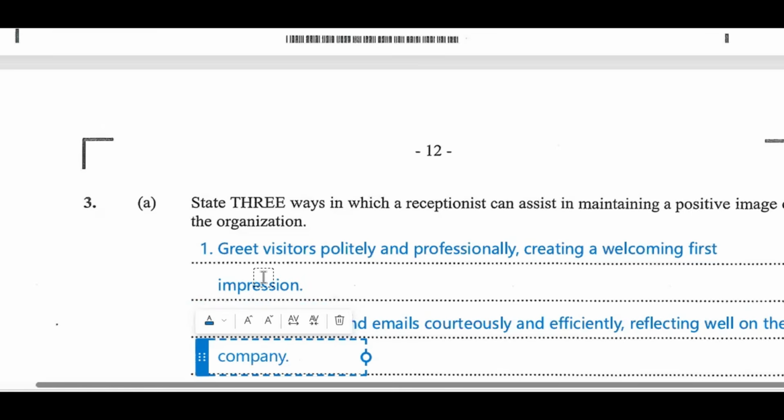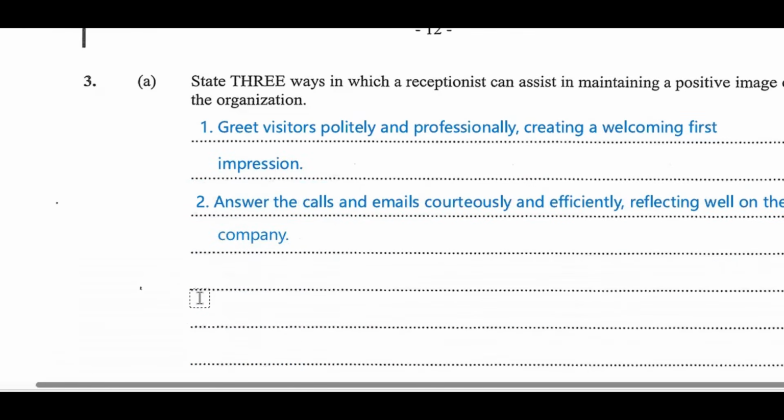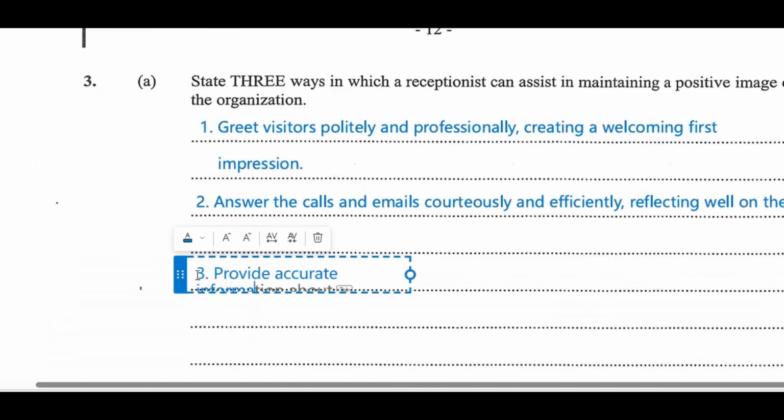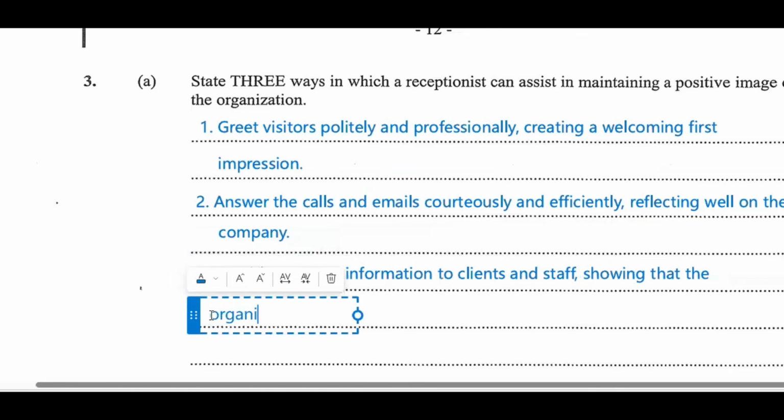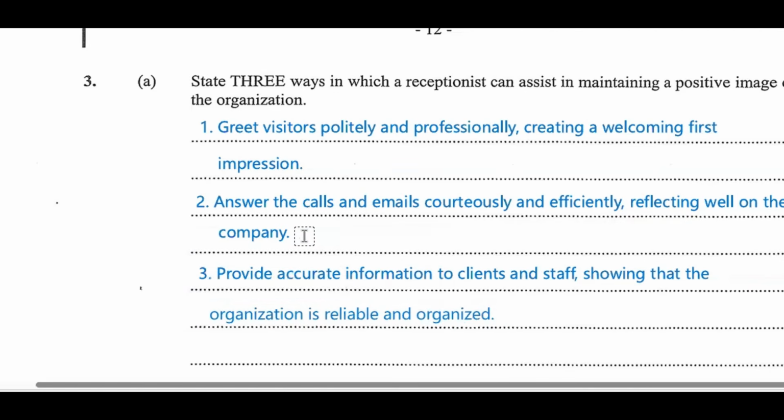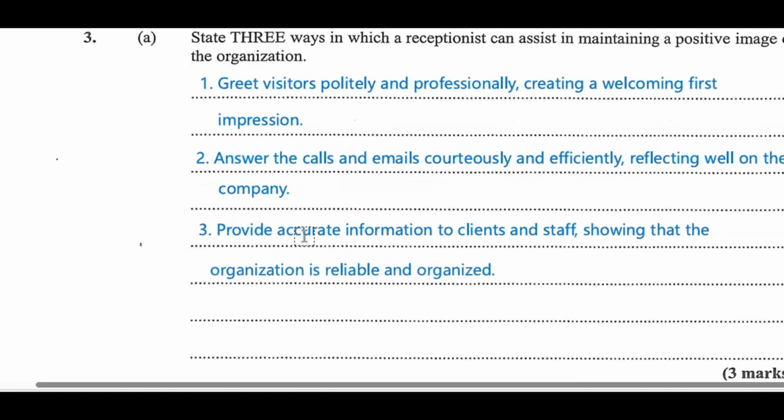The last thing they can do, 3, they can, and staff, showing that the organization is reliable and good. Go to 3B.